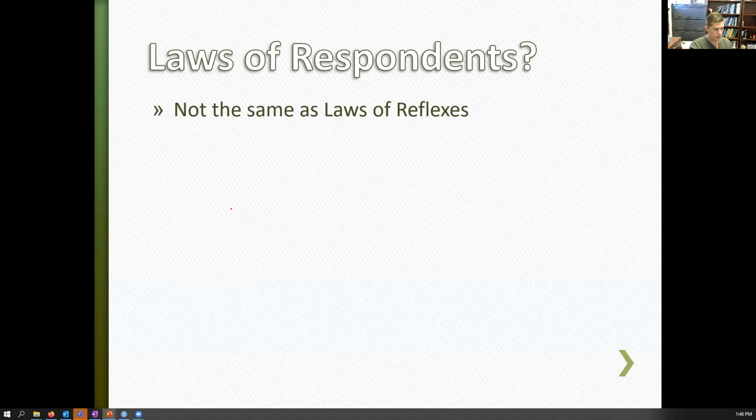So we've talked about quite substantially the laws of reflexes. There are 3 laws of reflexes. What are they?